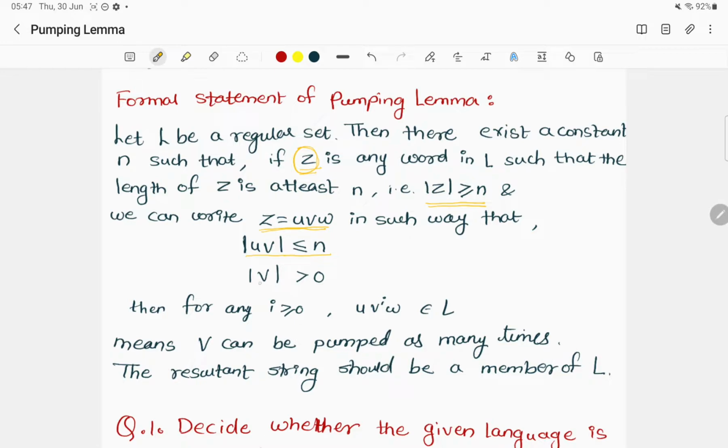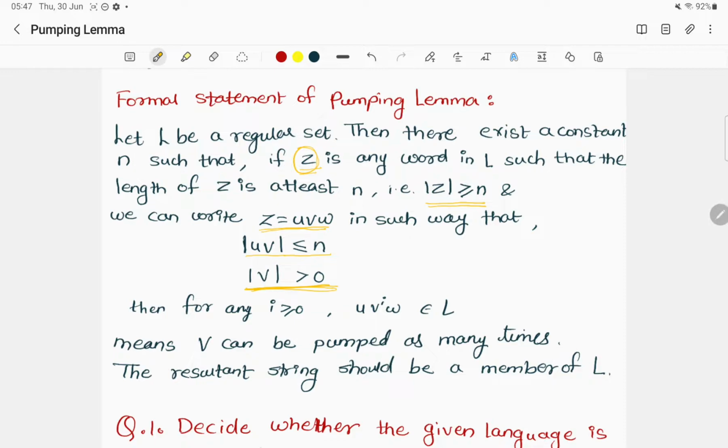But here the length of W is not a constraint, but the length of V should be greater than 0. Greater than 0 means at least 1, or it can be 2, 3, 4, 5, something. So V should be at least a single character or more. So the length of V should be greater than 0. If all these conditions are satisfied, then we check something.